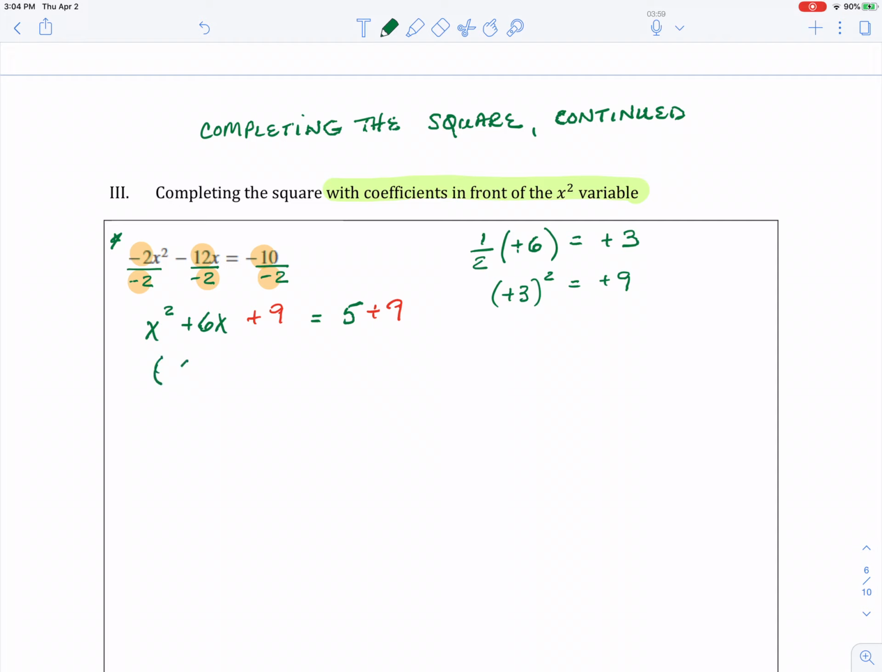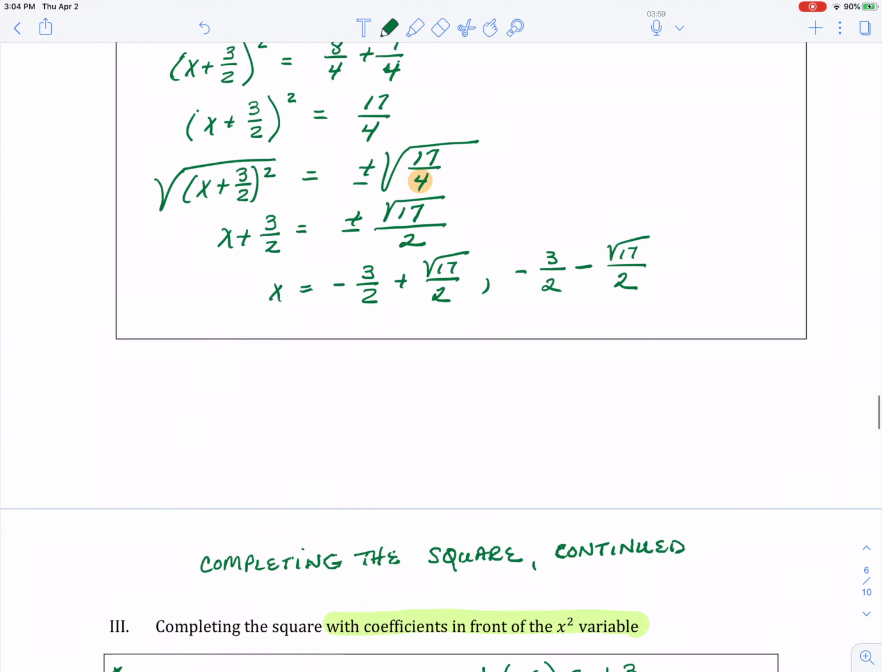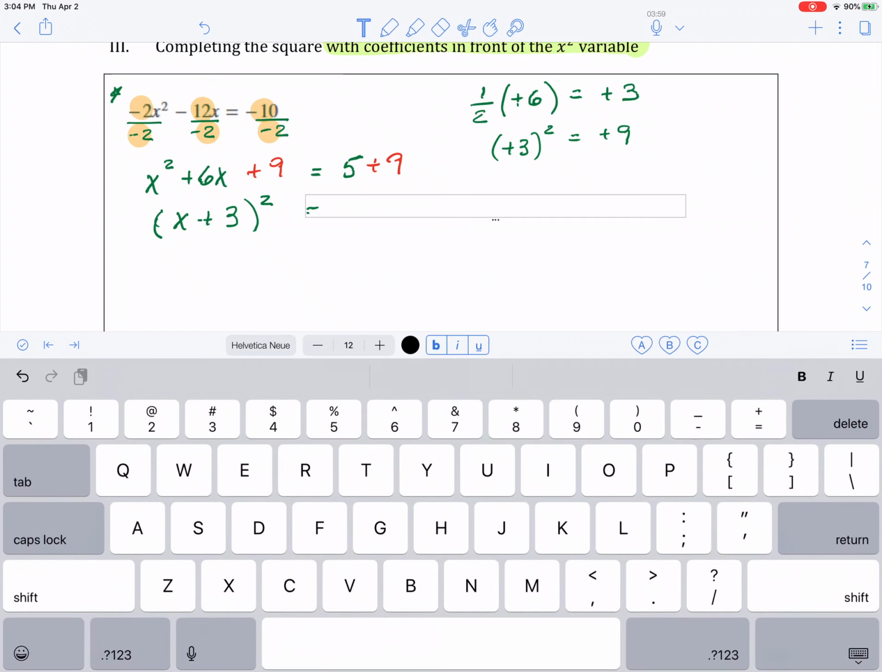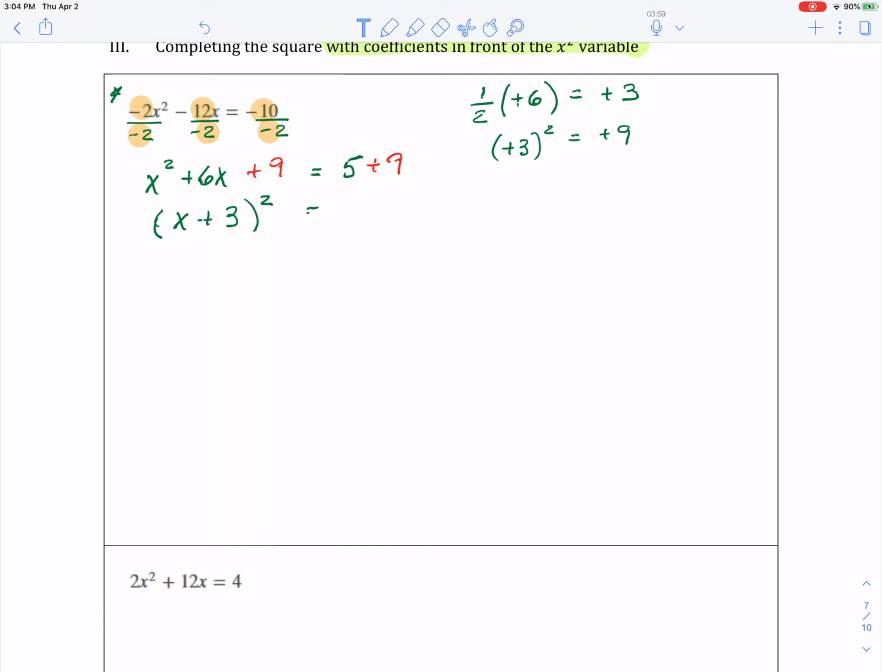Then, and I'm going to skip a step here because I've done so many of them, we factor this into that binomial squared. All right, so 9 plus 5 is 14 over on the right. Then you take the square root of both sides, and remember again over here to take both the principal and the negative root.